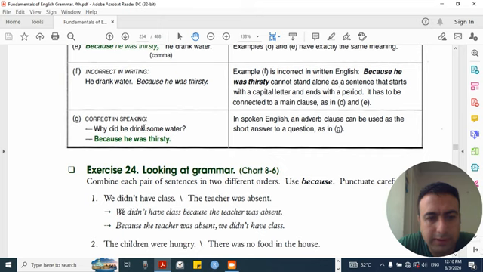G. Correct in speaking. Why did he drink some water? Because he was thirsty. In spoken English, an adverb clause can be used as the short answer to a question, as in G.